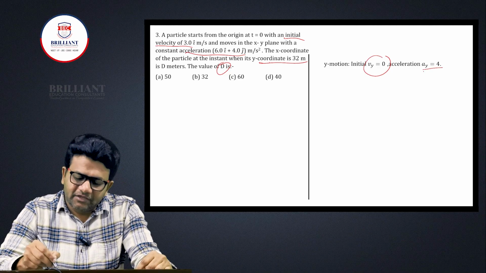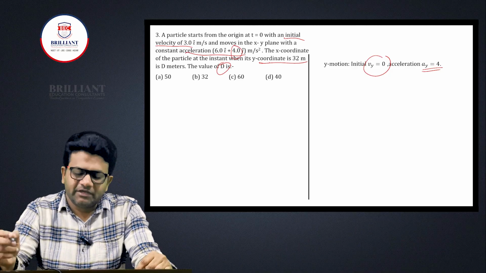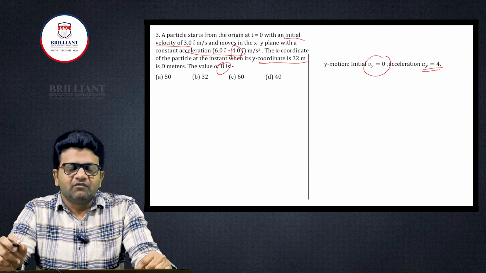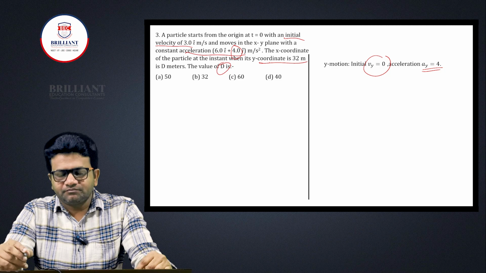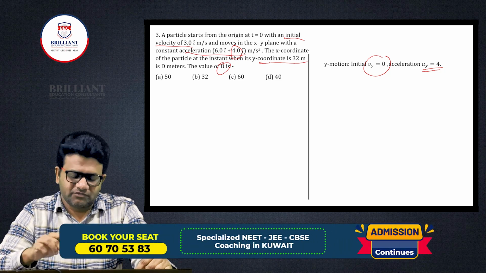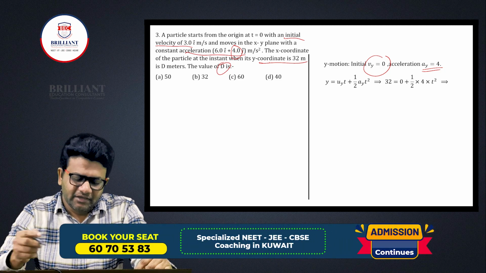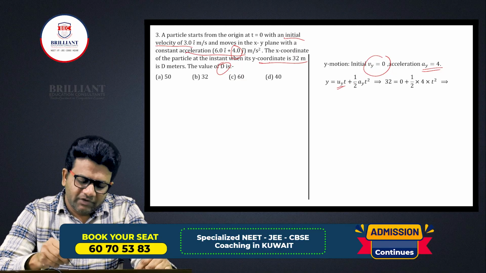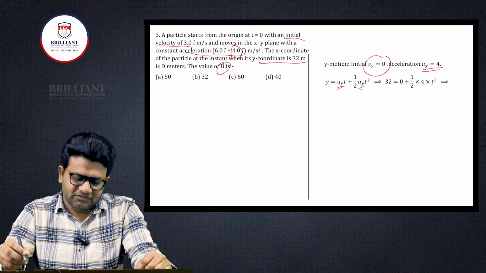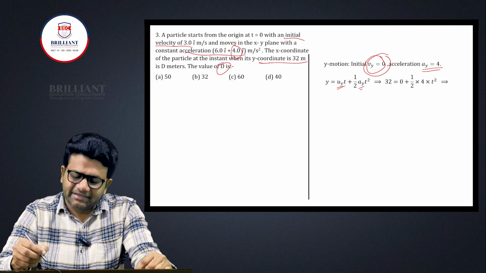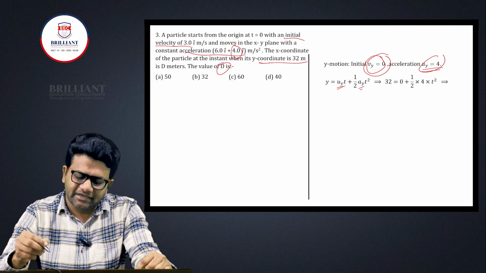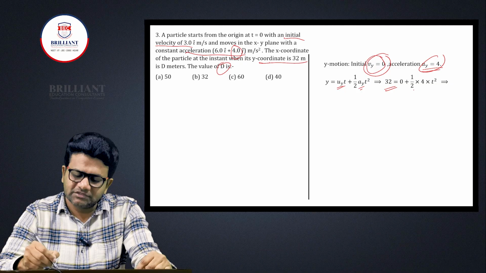So ay equal to 4, you can see here. For y motion, we are taking the equation s equal to ut plus half at square. By applying the equation, we get y equal to uyt plus half ayt square. Uy is 0 here and ay is 4 here. By substituting here, we get 32 equal to 0 plus half into 4 into t square.